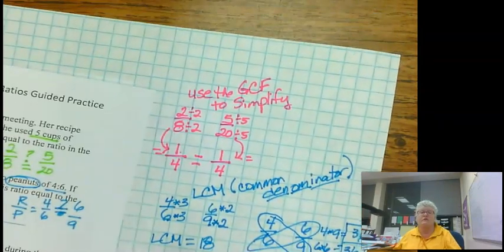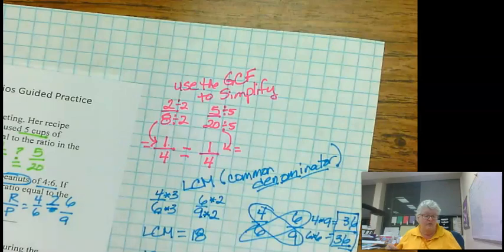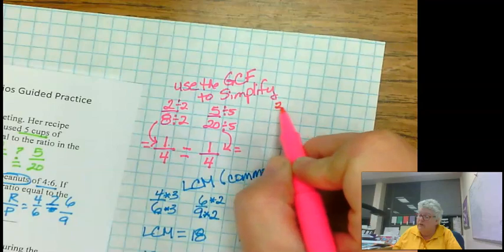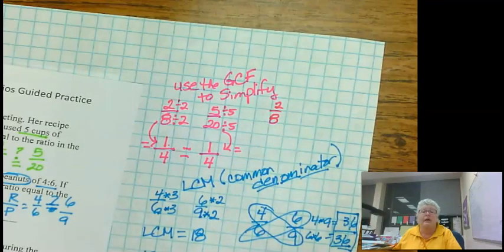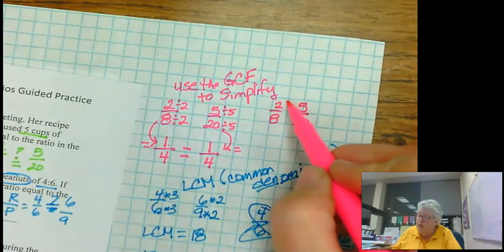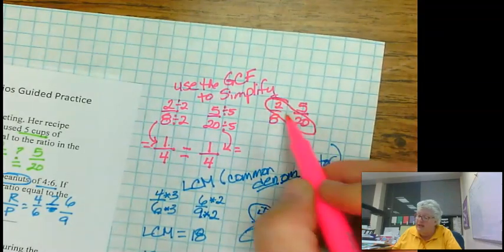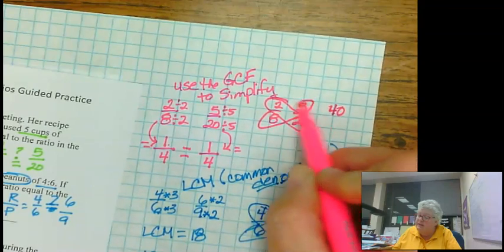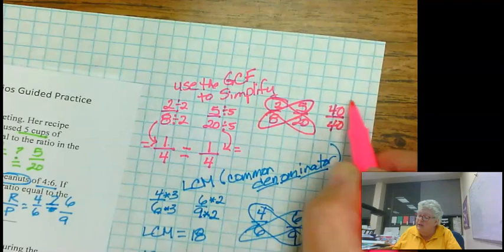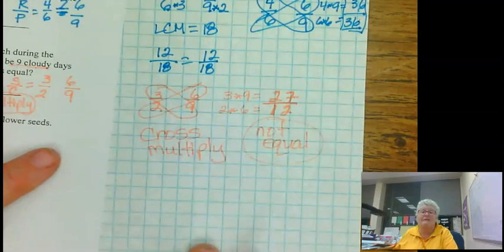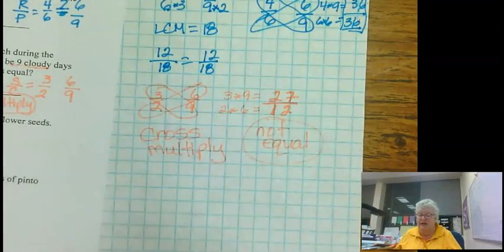Oh, not convinced? All right, let's do the first one. First one said we had 2 to 8, and then we had 5 to 20. Okay, we're going to cross multiply. 2 times 20 is 40. 8 times 5, 40. Ooh, look at that. They're equal, they're equal. Too easy, right? All right, 2 left.